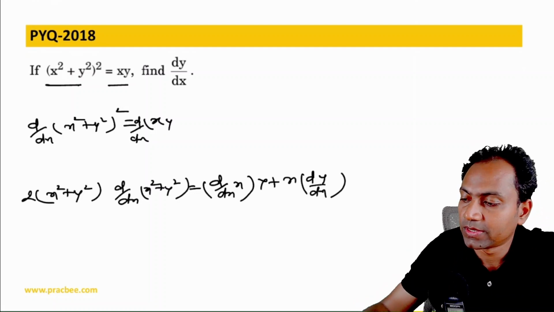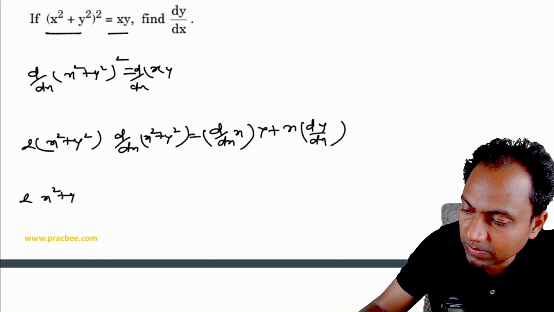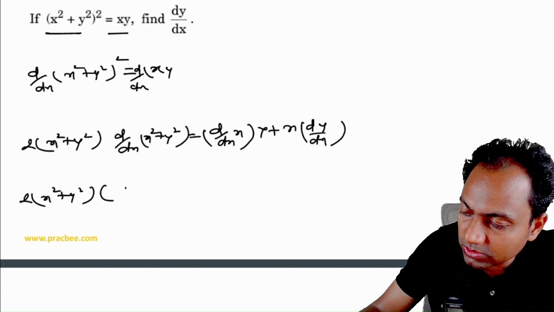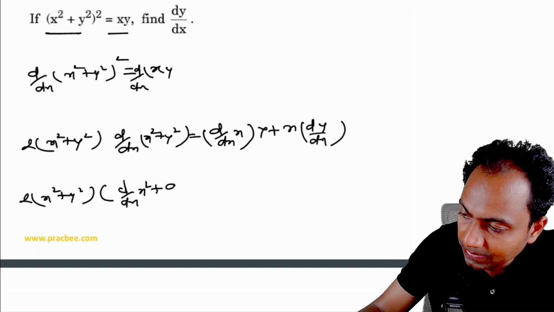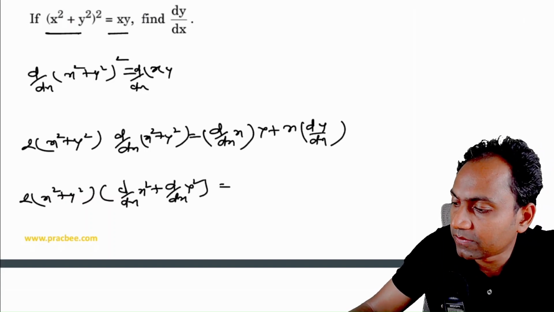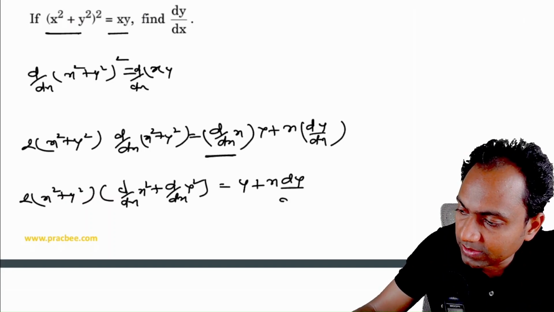This is how we'll do it. Once I've done that, you can see that this is 2 times x square plus y square, whatever is inside, and it will also get distributed. So this becomes d by dx of x square plus d by dx of y square. The derivative of x is nothing but 1. This will become x dy by dx.